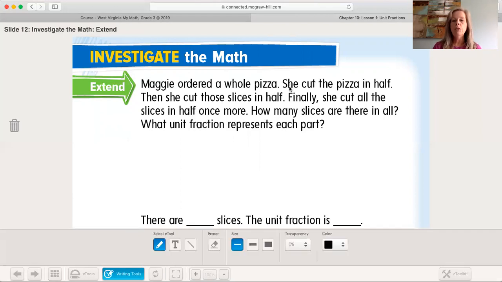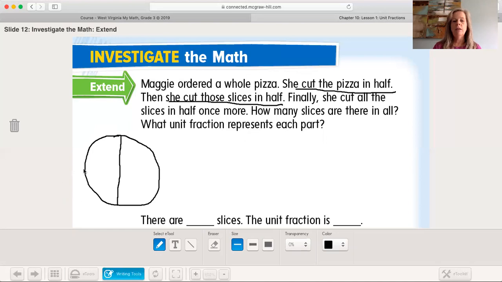So the first thing we're going to do is have our pizza. So we're going to draw one, which you can do on your paper. And it says she cuts that pizza in half. So let's cut it in half. Then it says she cuts those slices in half. So let's cut those slices in half. And then it says she cuts all the slices in half once more. So let's cut all these slices in half one more time.